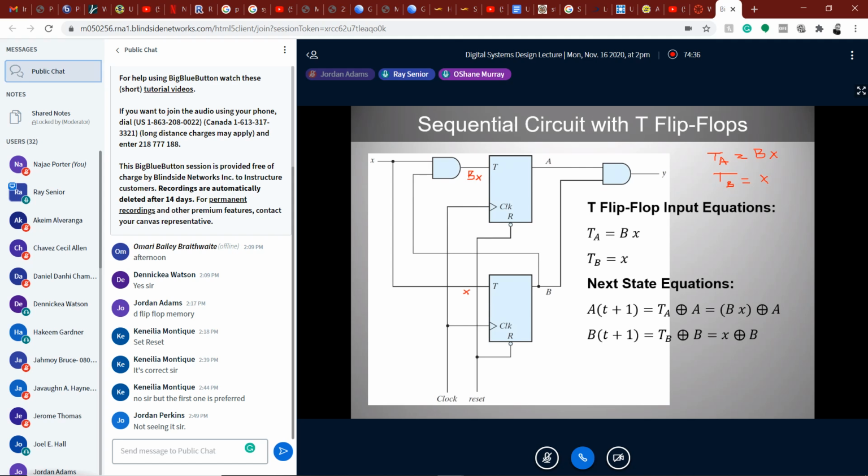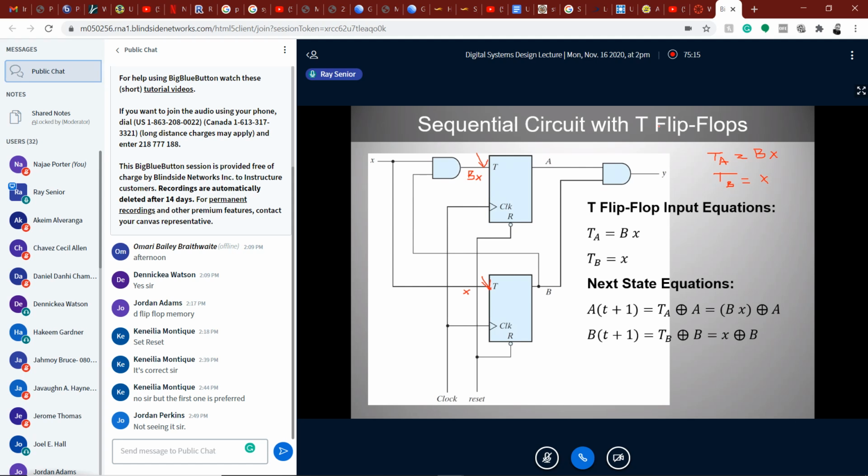Remember, the next state is formulated at the input. Pay attention. Because this is a T flip-flop, the next state is calculated a little bit differently from the D flip-flop. For a D flip-flop, whatever is at the input represents the next state variable. For a T flip-flop, you have to take whatever is at the input and do an exclusive OR calculation.